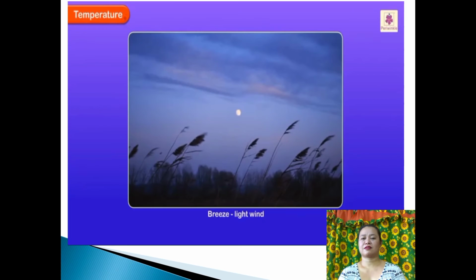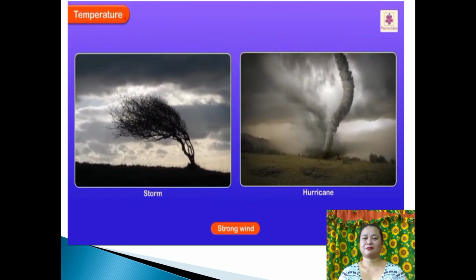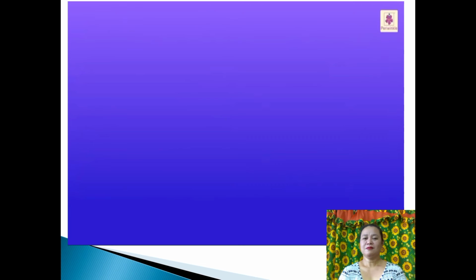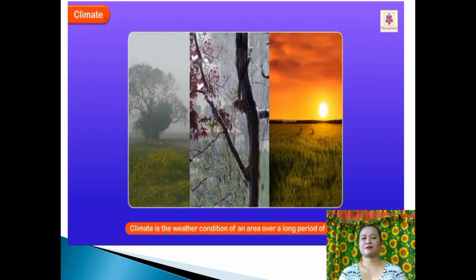The wind is sometimes a light, pleasant breeze. At other times, it can be very strong and can cause a storm or a hurricane. Climate. Climate is the weather condition of an area over a long period of time.